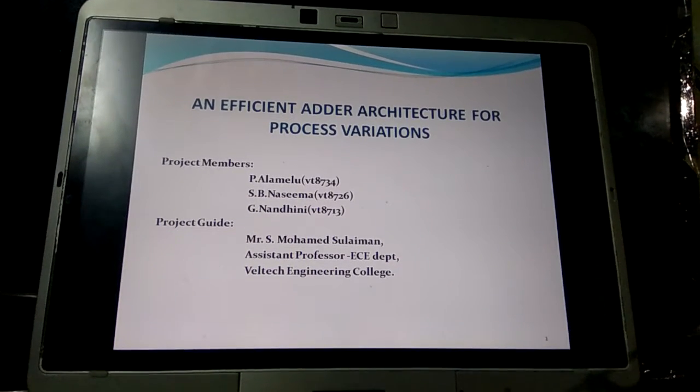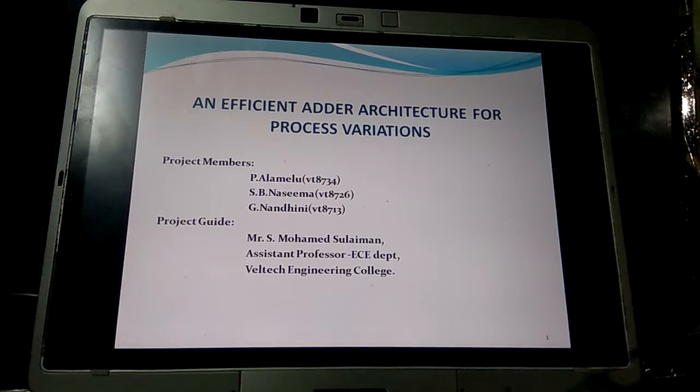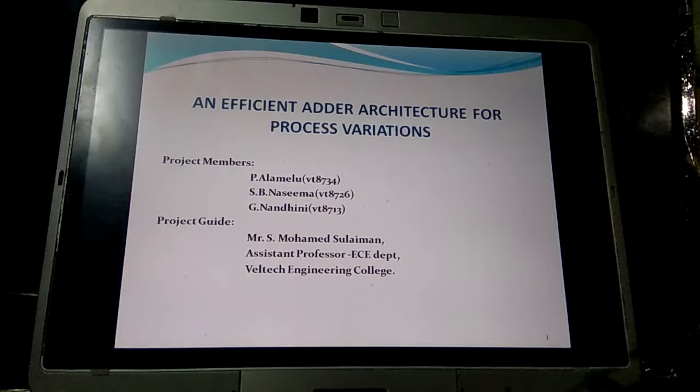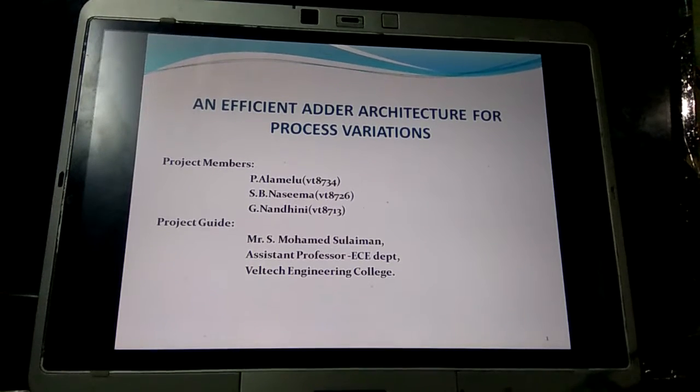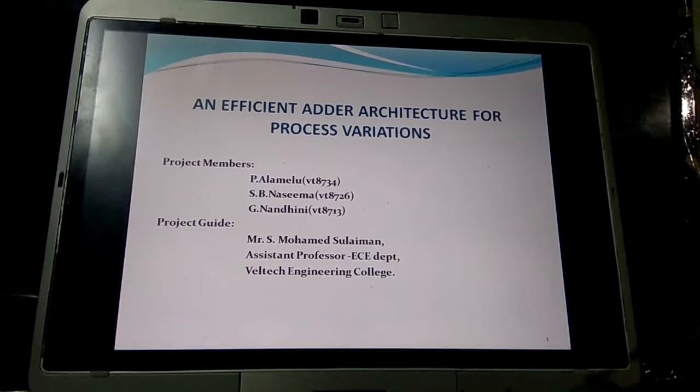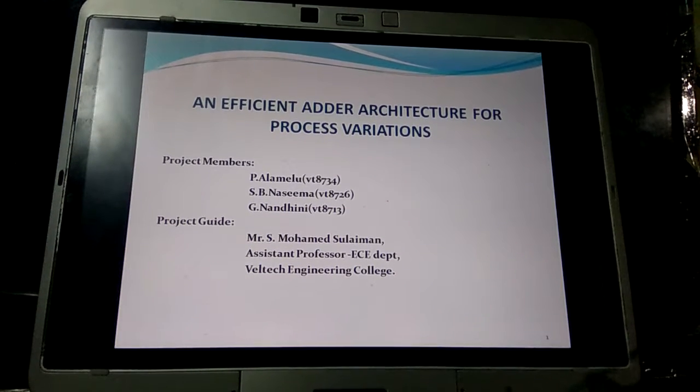When the channel width reduces, the circuit starts conducting faster and it starts heating. When the device heats up, the output rapidly increases and will not be the desired output. In order to avoid these process variations, we are designing this adder architecture.